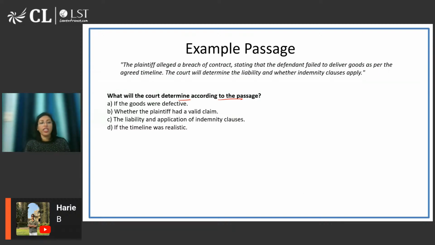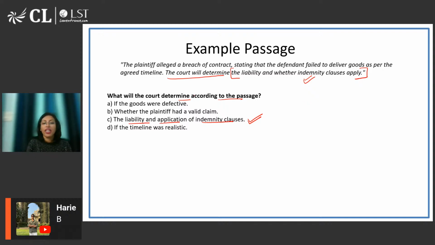So the question is very simple. What will the court determine? The court will determine what? The liability and whether indemnity clauses apply. So the liability and the application of indemnity clauses, that is the correct answer. Very simple, right? So the court will find out if the defendant is liable, and if he is able to be saved, if there is any indemnity. Maybe there is some force majeure clause. So therefore, C is the correct answer.